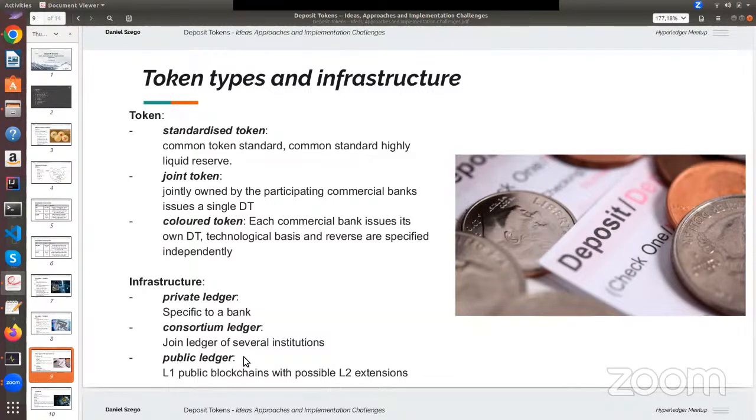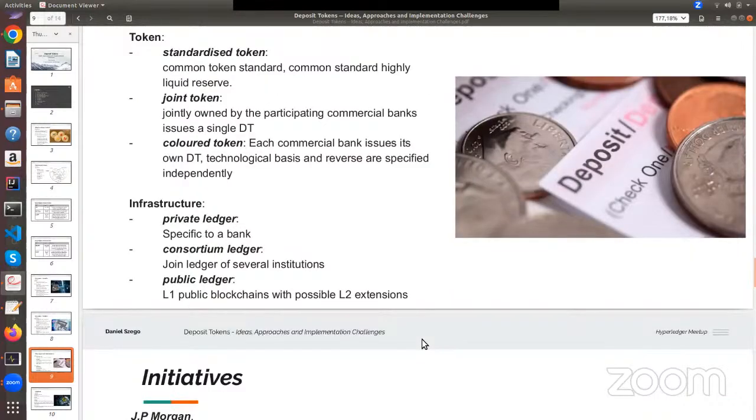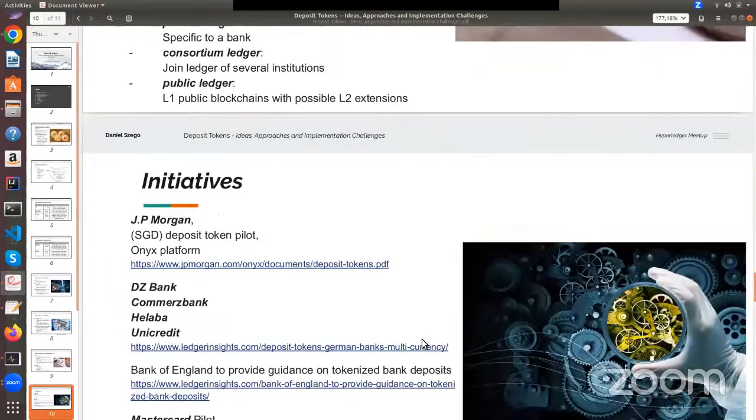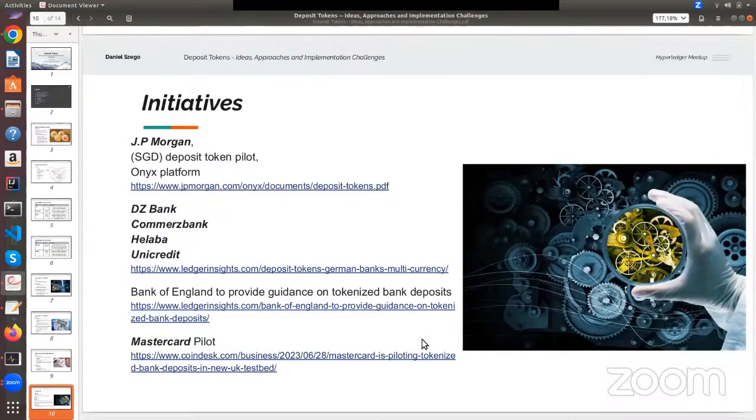I mean, public ledgers are getting a little more complicated at the moment, because there is the consideration of layer one public blockchains, and there are getting to be many layer two extensions as well. So from an infrastructure point of view, public ledgers are getting more and more complicated, I would say. I did not find many initiatives, again, because this field is very early stage.